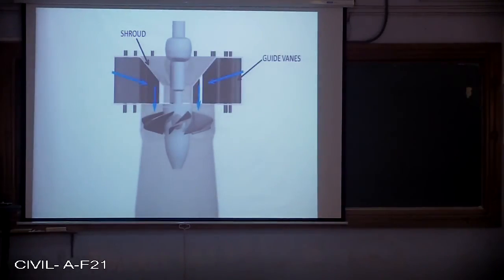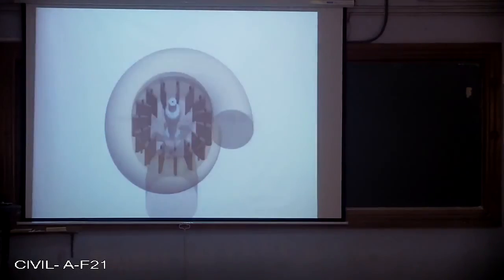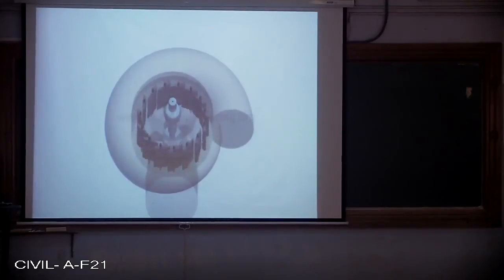Power demand may fluctuate over time. A governing mechanism, which controls the position of the guide vanes, is used to control the water flow rate. This can meet the varying power demand.